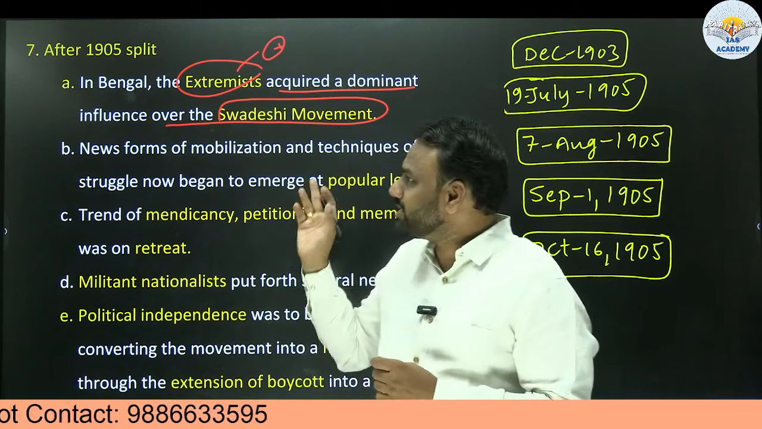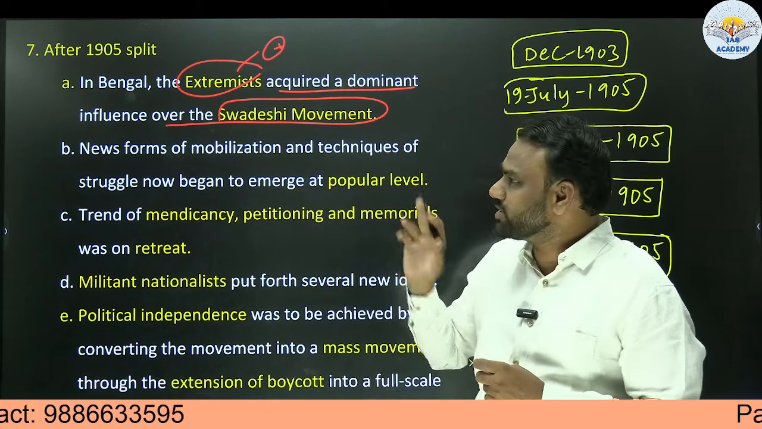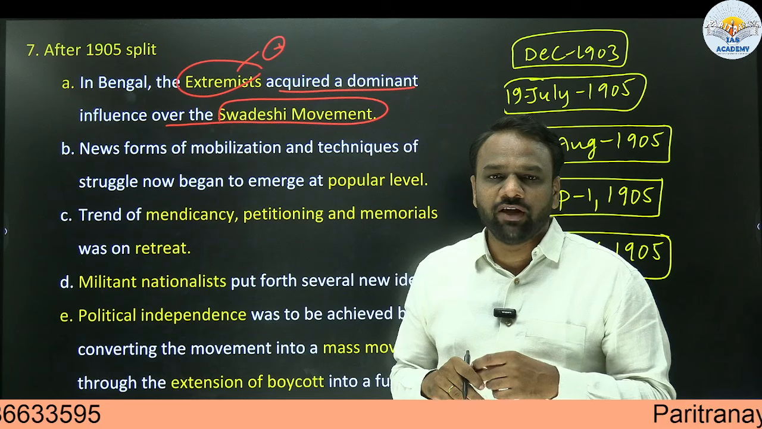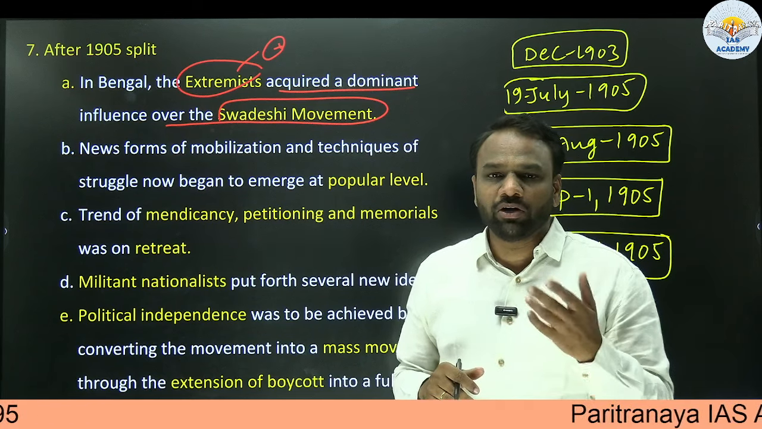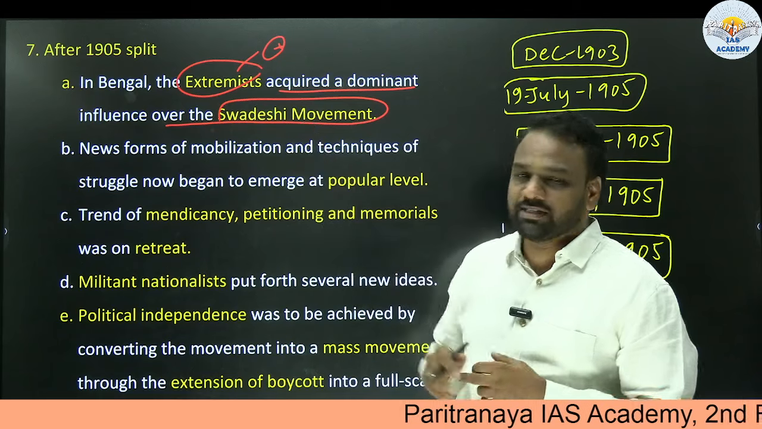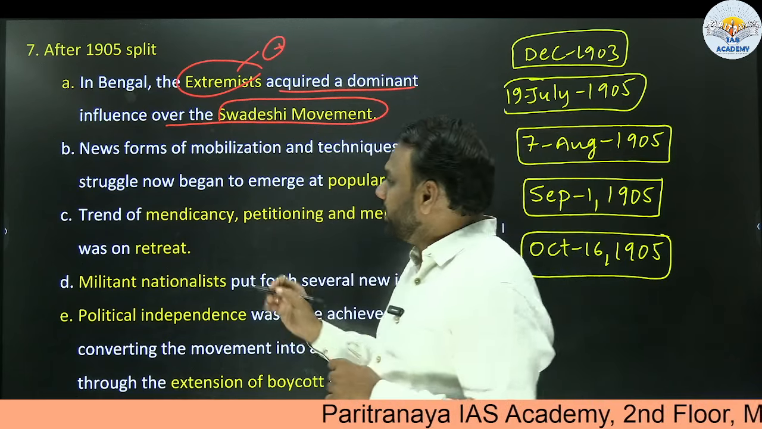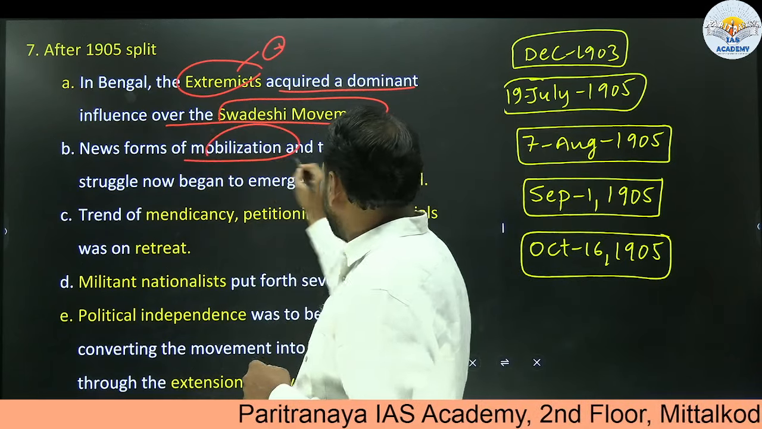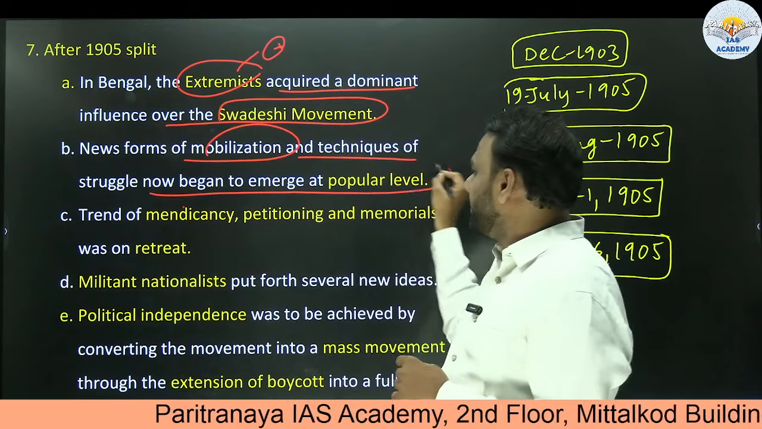Even this question can be asked on this as well. After the split of 1905, who played a dominant role among the Congress in the Bengal region? Whether it was extremists or moderates, they were extremists. Next, new forms of mobilization and techniques of struggle now began to emerge at popular level.